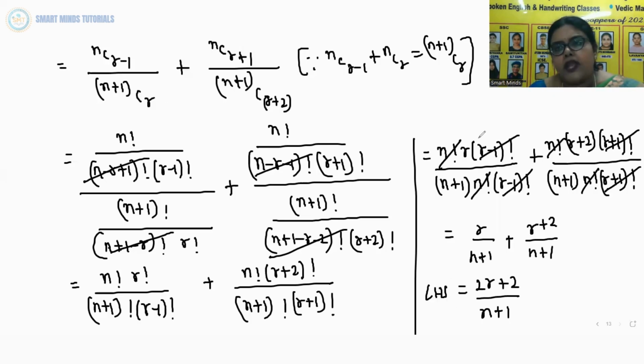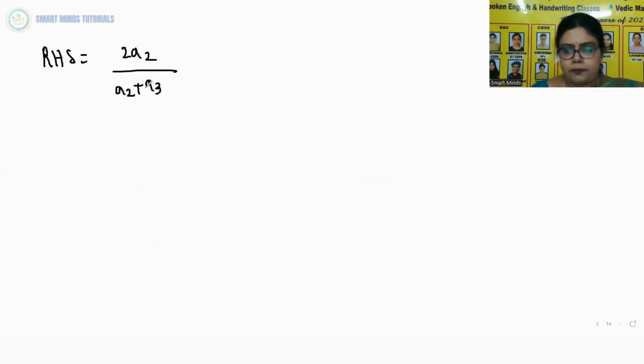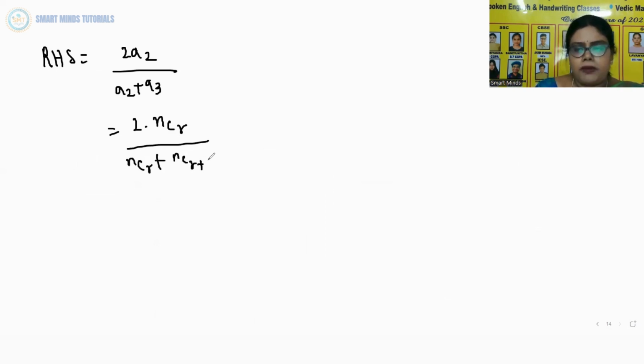The same way we have to take RHS and prove it. Now we need to take RHS and prove the same way. So RHS is equal to 2a2/(a2 + a3). So what is a2? nCr / (nCr + nC(r+1)). So that is 2 into, now we need to take the formula for the denominator. nC(r+1) + nCr can be written as (n+1)C(r+1).